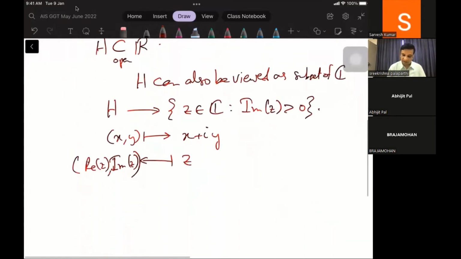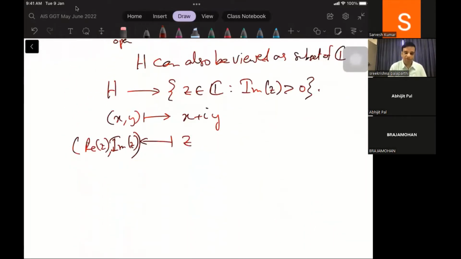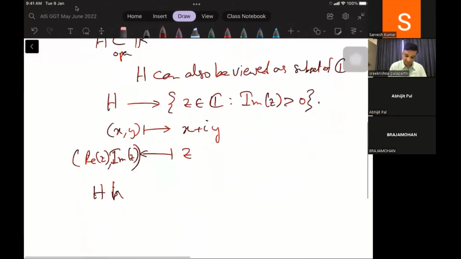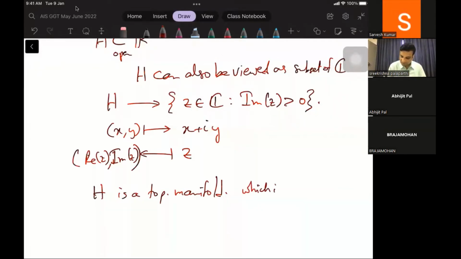Naturally, H gets the subspace topology from R2, so H is an open subset of R2. I will directly say that H then is a topological manifold, in fact, because it's an open subset of R2, and it's connected. So this is homeomorphic to R2.